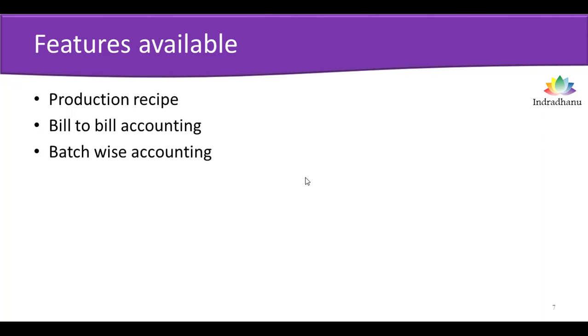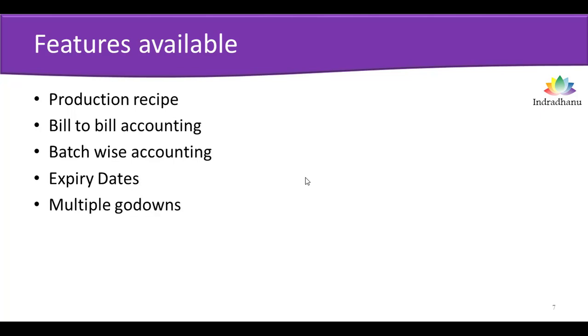You can do batch wise accounting. This is necessary for manufacturing industry. So batch wise accounting can also be done. You can create production batches and you can use these batches at the time of selling the goods. At the same time, you can use expiry dates also. Expiry dates are relevant in case of food industry as well as pharma industry. So expiry dates can also be recorded and you can get the report according to expiry dates.